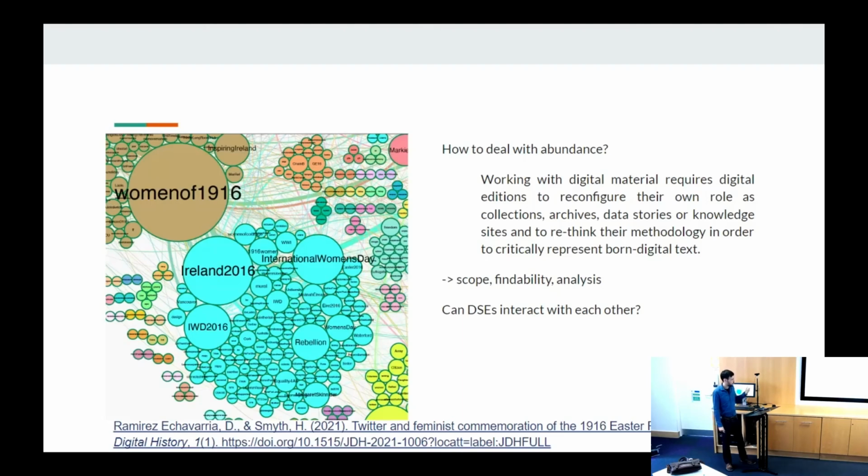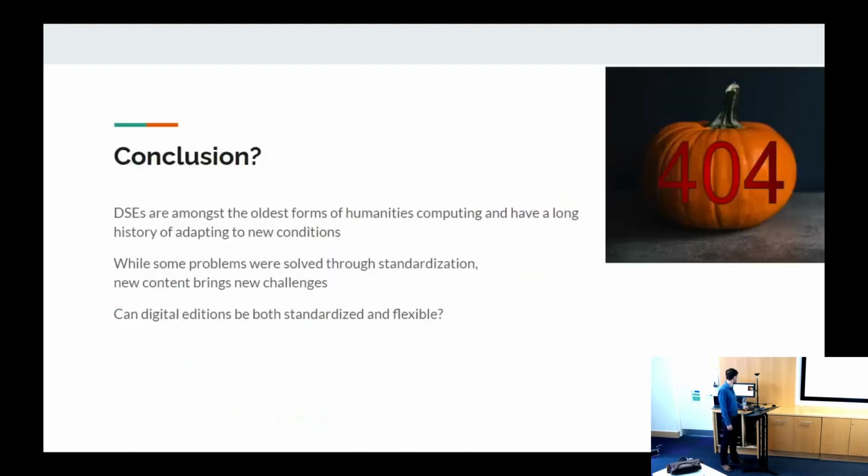So those are some of the questions that we deal with in the project, in just trying to understand what new challenges there are, what new material editions deal with, and how we can engage with them. So, conclusion, question mark, really. If there's one thing I want to bring home, it's that digital scholarly editions are amongst the oldest forms of humanities computing. So they're older than the term digital humanities. And they have a long history of adapting to new conditions.